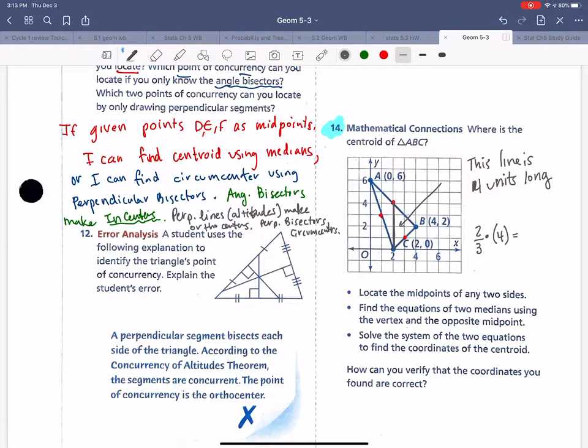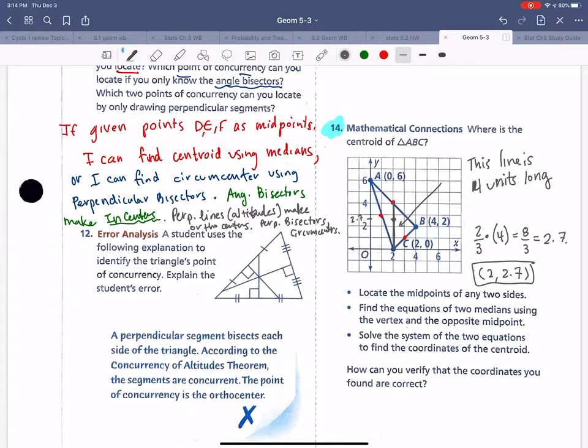So I'm actually going to get a decimal here. So let's figure out what this is. 2 times 4 is 8. Divide by 3. Okay, so I get 2.6 repeating, or I guess if I rounded it, 2.7. So this coordinate would be 2.7. So that's the y value, 2.7. And my x value appears to be 2. So 2, 2.7. That is my centroid.